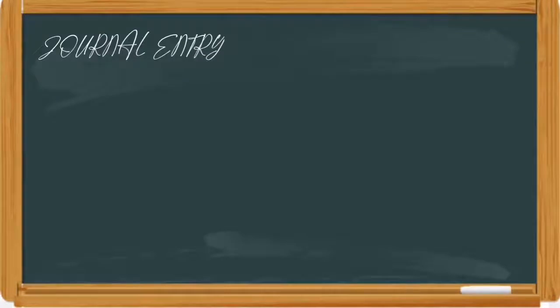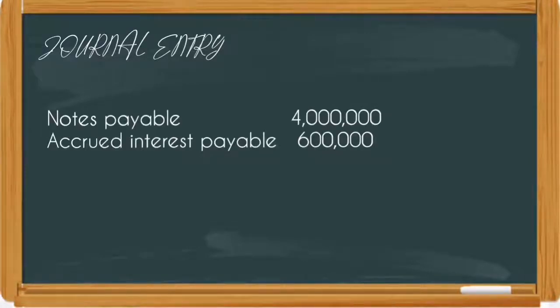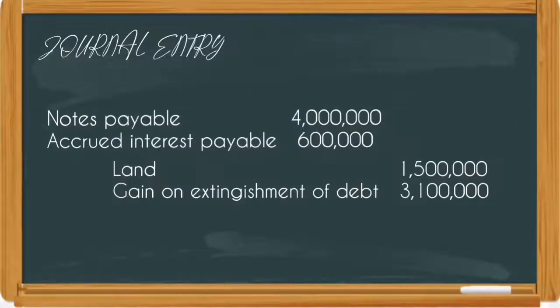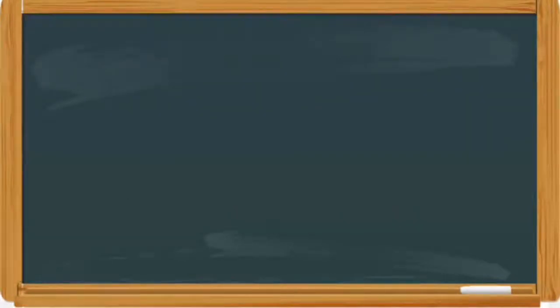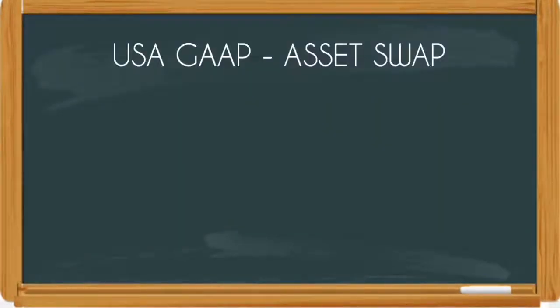Next is the journal entry. So, i-recognize lang natin yung mga liability, debit notes payable, 4 million, debit accrued interest payable, 600,000. At de-recognize din yung land na ibinayad natin. So, credit land, 1,500,000. And credit gain on extinguishment of debt na 3,100,000.